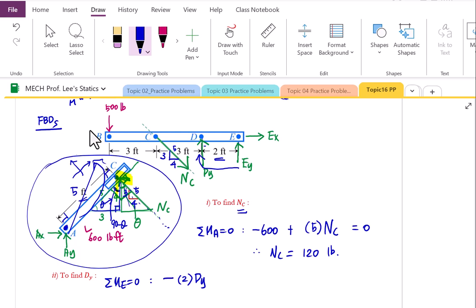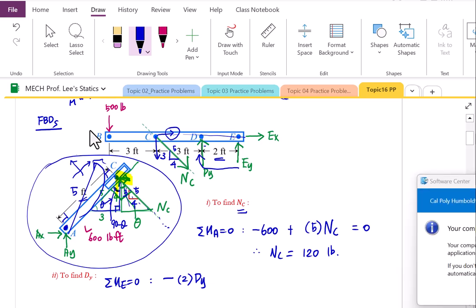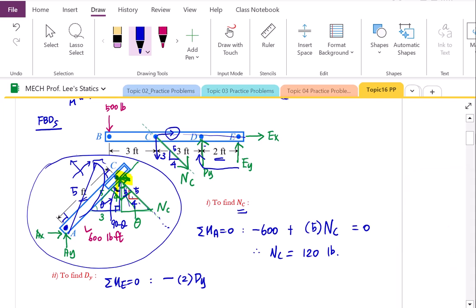Then let's move to point C. N of C is inclined with this slope information 3, 4, 5. We're going to resolve this one into x and y. N of C, the horizontal component, will not create the moment above point E because it is passing through point E for our moment consideration. However, the y component of N of C will create the moment above point E. Who will be the moment arm? Perpendicular distance from point E to the line of action of the y component of N of C, therefore 2 plus 3, 5 feet will be the moment arm.